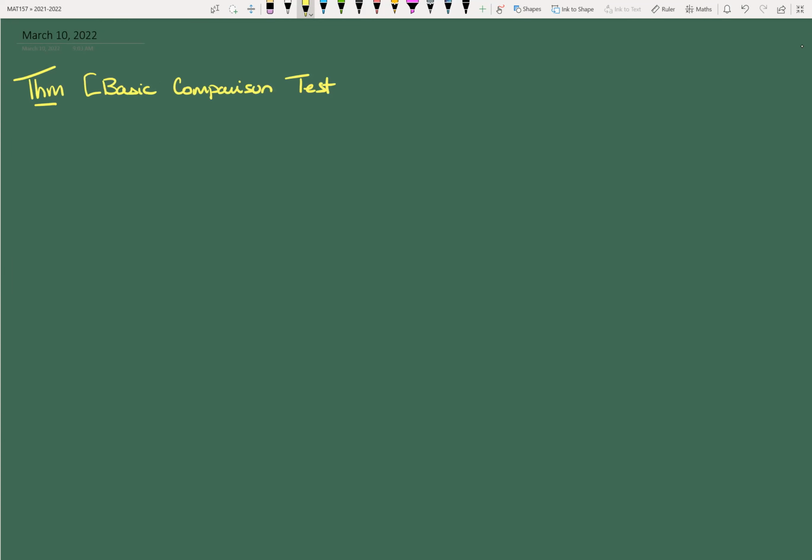Okay, so that means now we have two, and if you want, you call them basic comparison tests for integrals or basic comparison tests for series. It's probably contextually obvious which one you're talking about, right? If you're talking about series, you're talking about this one. If you're talking about integrals, you're talking about that one.